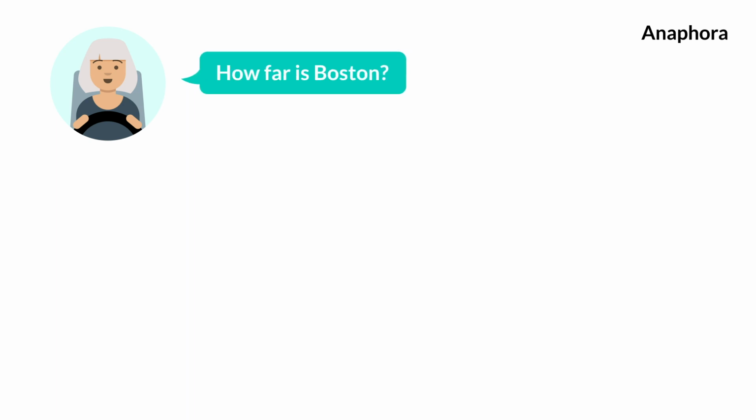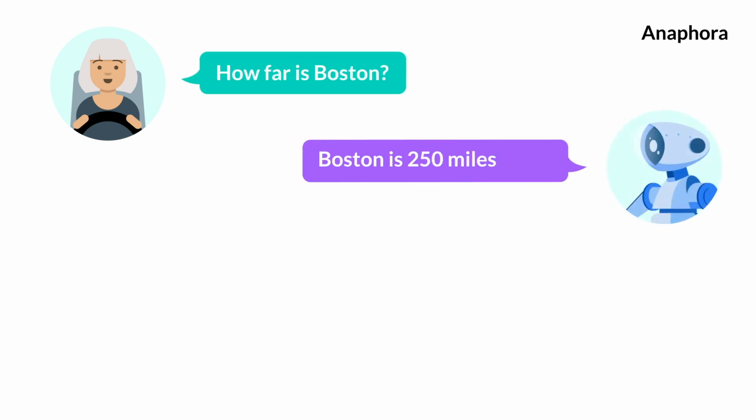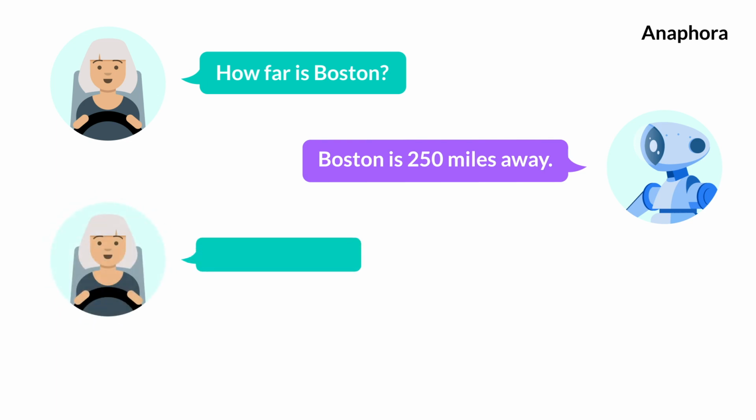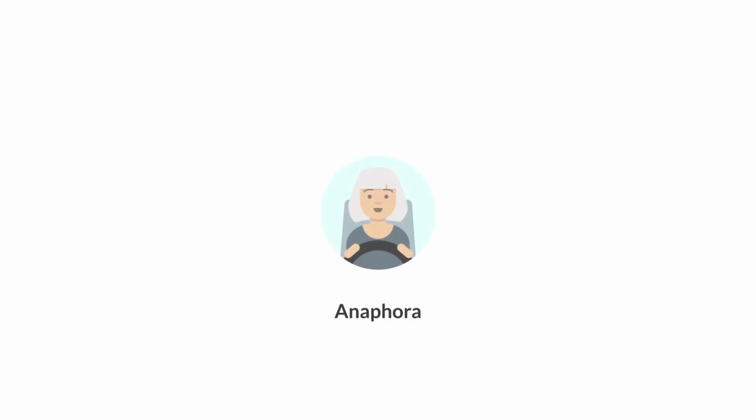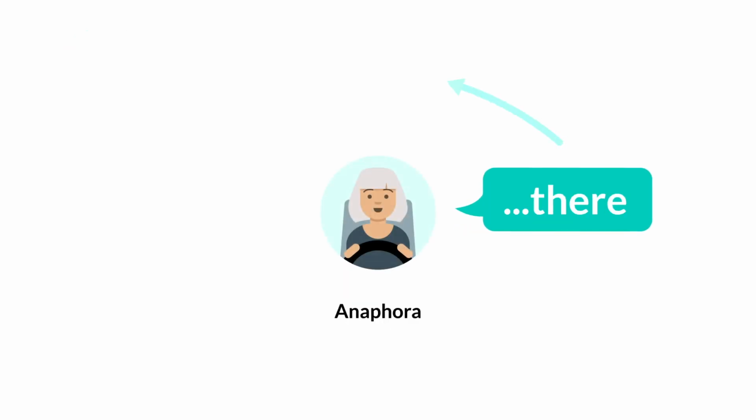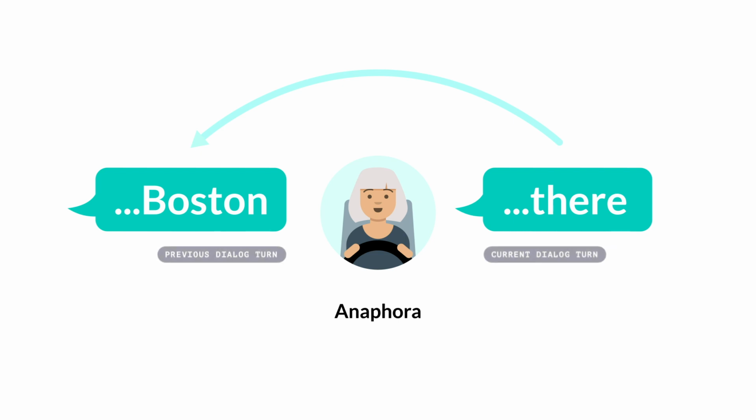Here's how it works. How far is Boston? Boston is 250 miles away. Okay, navigate there. Got it. Navigating to Boston. In the second dialogue turn, I said there instead of saying Boston again. The system understands the subject, just like another person would.